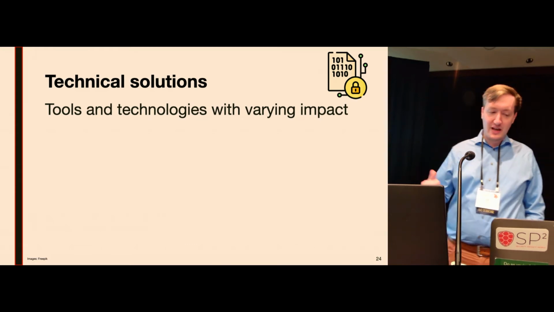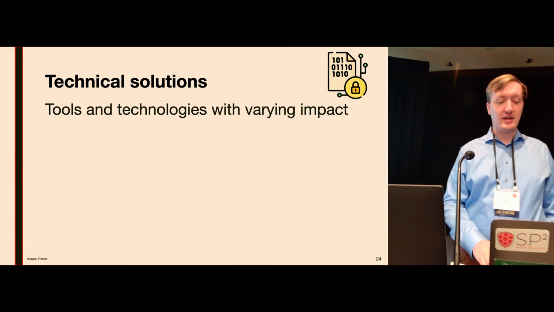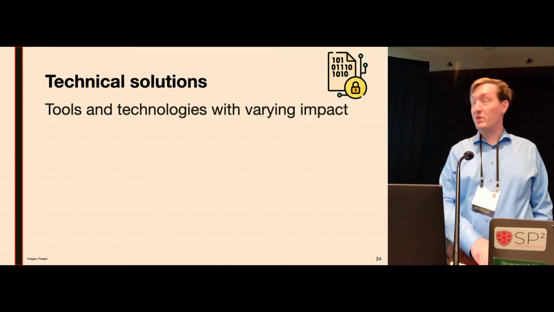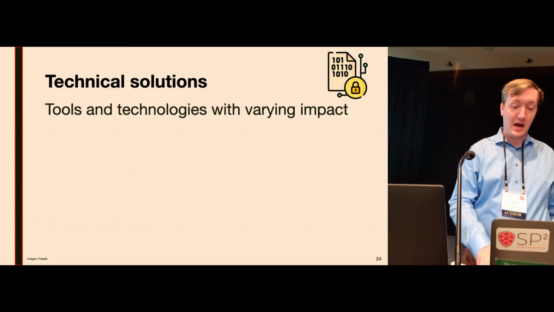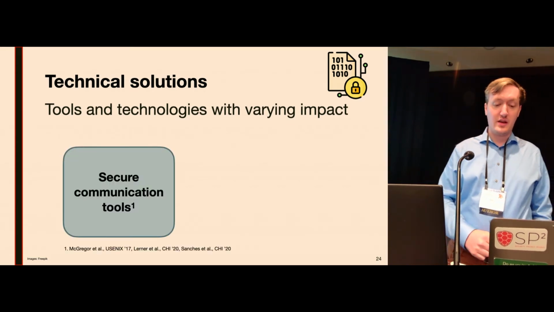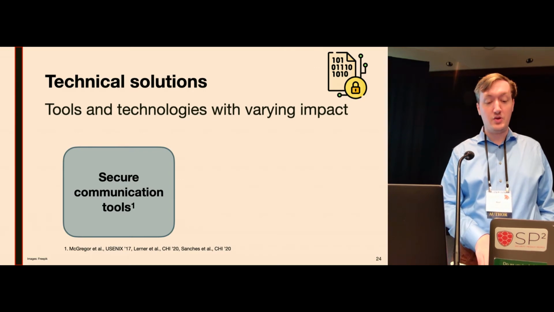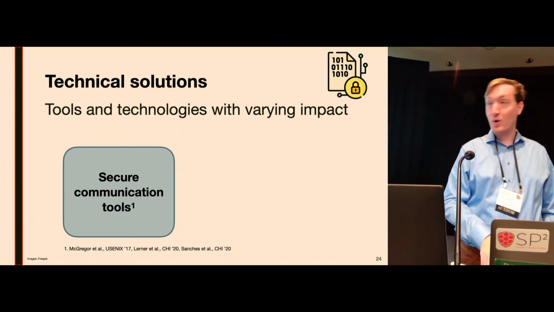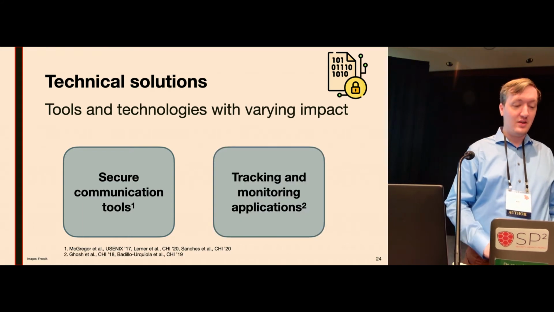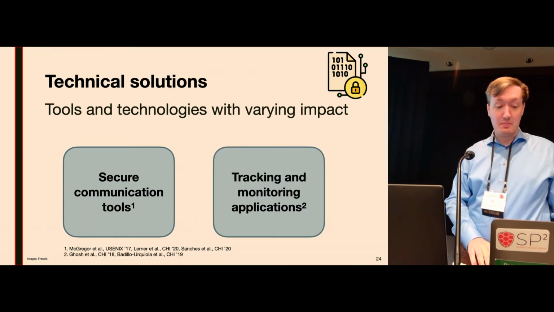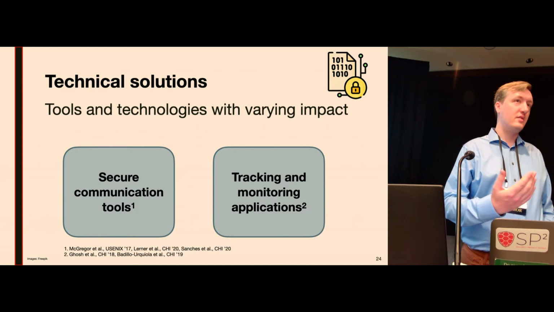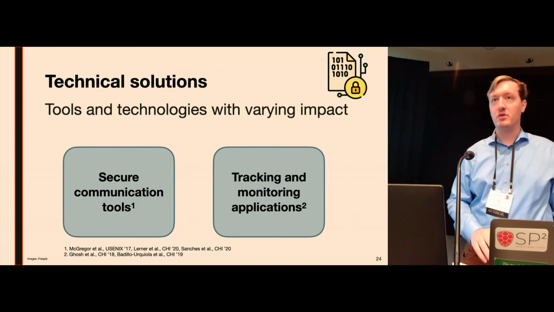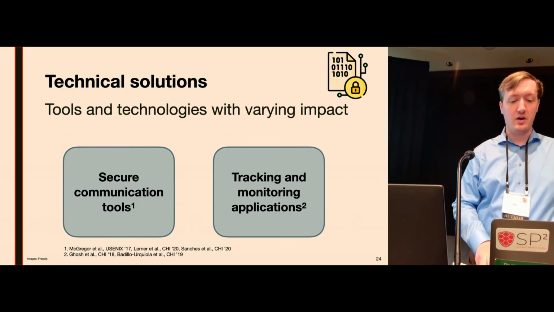Finally, of course, at-risk users employ a variety of tools and technologies for digital safety protection with varying levels of effectiveness and impact. Some users in our dataset do indeed use secure communication tools like encrypted messaging apps or even PGP, and some users also employ tracking and monitoring applications, often to support others, like think of parents and teenagers or people who are caretakers of older adults.